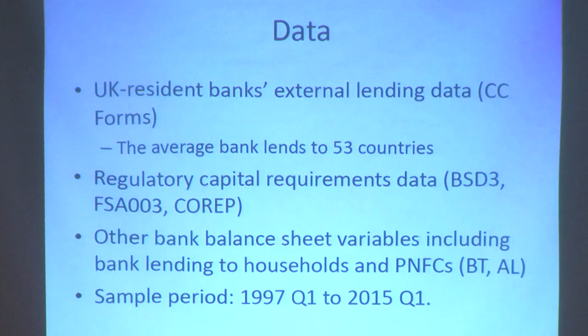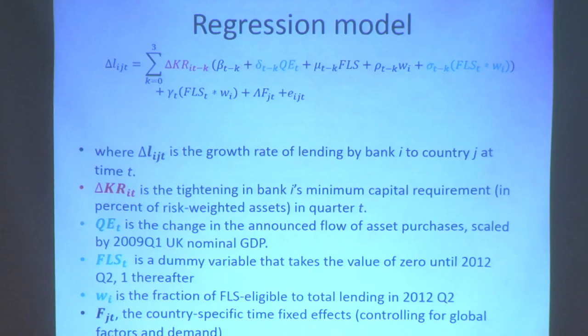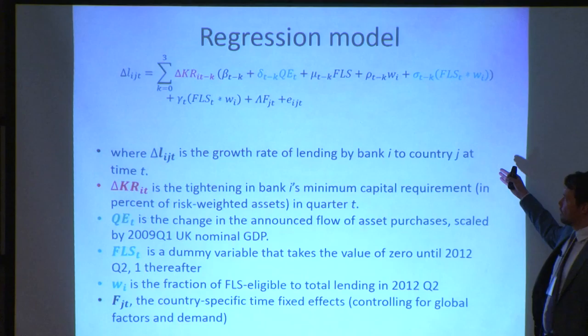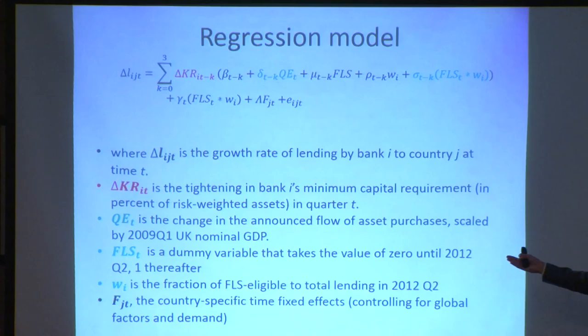Okay, 5-minute warning. So I'll be quick on the regression model. It's a regression of the growth rate of lending by bank i to country j at time t on the various regulatory factors I've mentioned, so capital requirements, but then also their interaction with unconventional monetary policy. So QE, and importantly, the FLS, which is at first only a dummy variable, which takes a value of zero until 2012, and one, of course, after the introduction of the FLS.